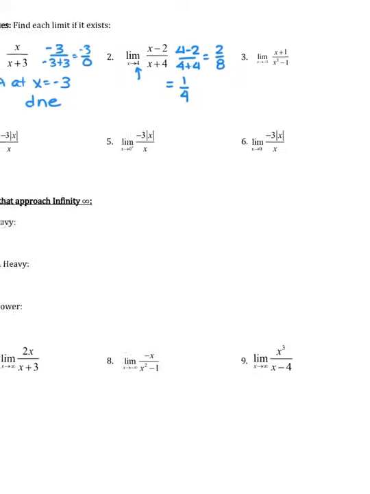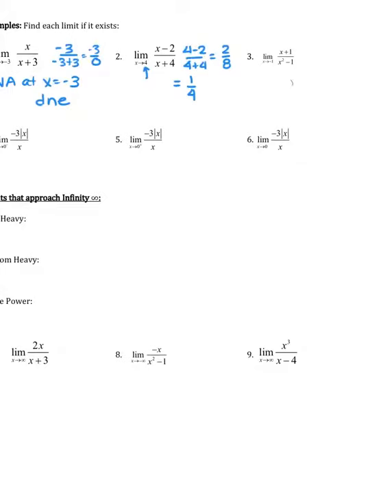In this next example, if I try to just plug in x equals 1, I would get 0 over 0. This is important. 0 over 0 does not equal 1. It does not equal 0. It's called indeterminate. So what you have to do is you have to do more strategies. You have to do more work.